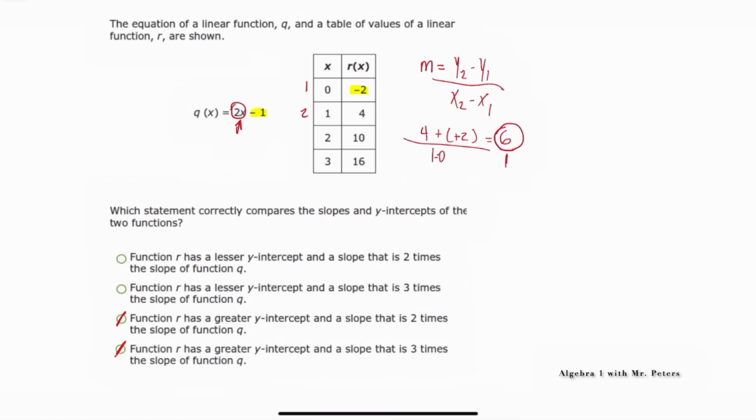And when we look at our answer choices A and B, it says that the slope is 2 times the slope of function Q and 3 times the slope of function Q. But when we divide 6 by 2, we're going to get 3. So it's actually 3 times the slope of function Q. So the correct answer is going to be answer choice B.